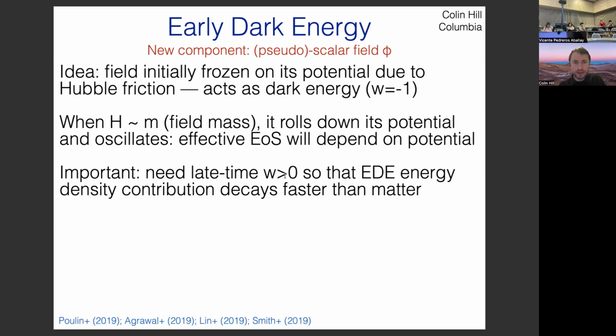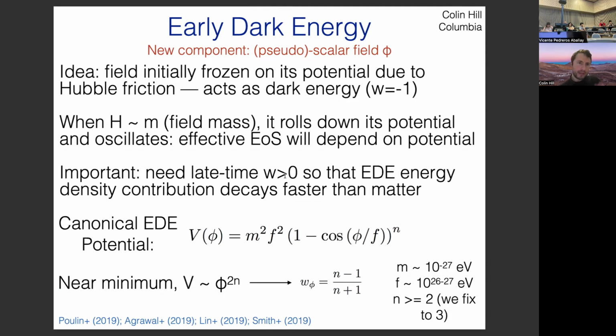relation and other things. So the canonical potential that satisfies these kinds of constraints, and has been found to fit the data from Planck reasonably well, has a form that looks like this. It looks like 1 minus cosine of phi, taken to a higher power, n.